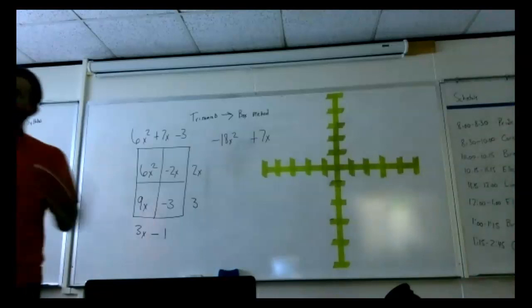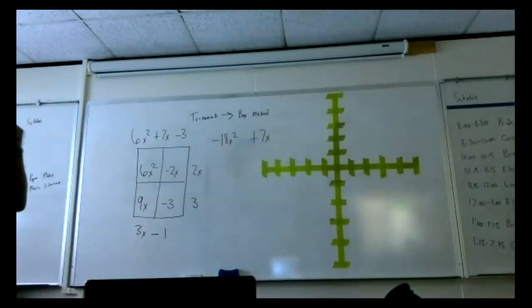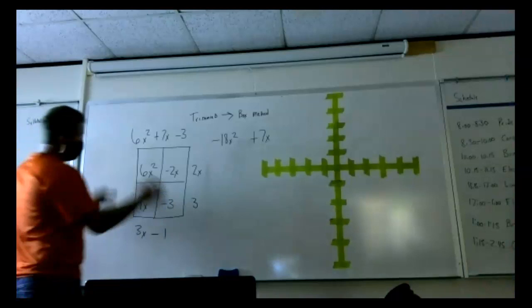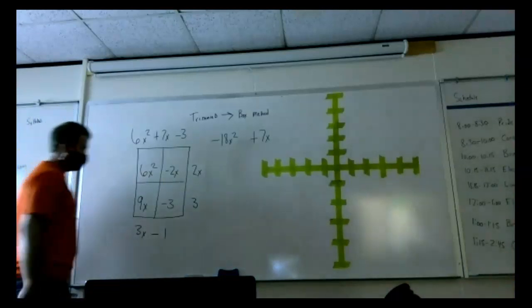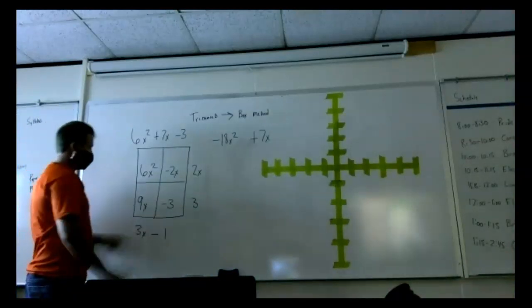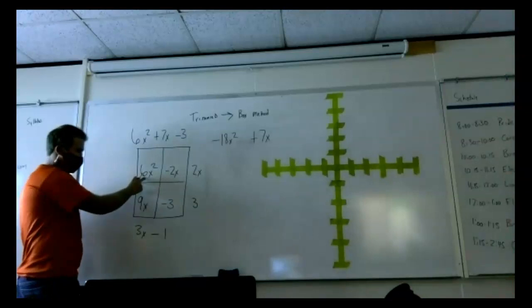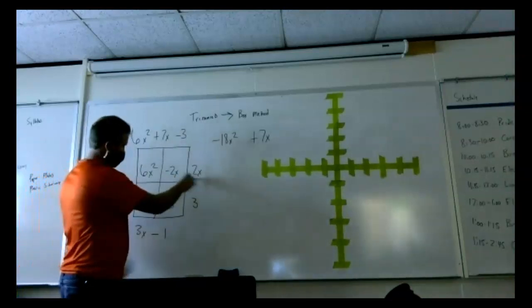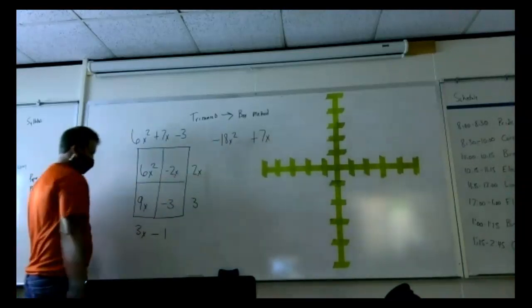Once again, they're prime, right? So knowing your primes helps. Now it's time to make sure that when I multiply, they equal together. So 2x times 3x is 6x squared. 2x times a negative 1 is a negative 2x.